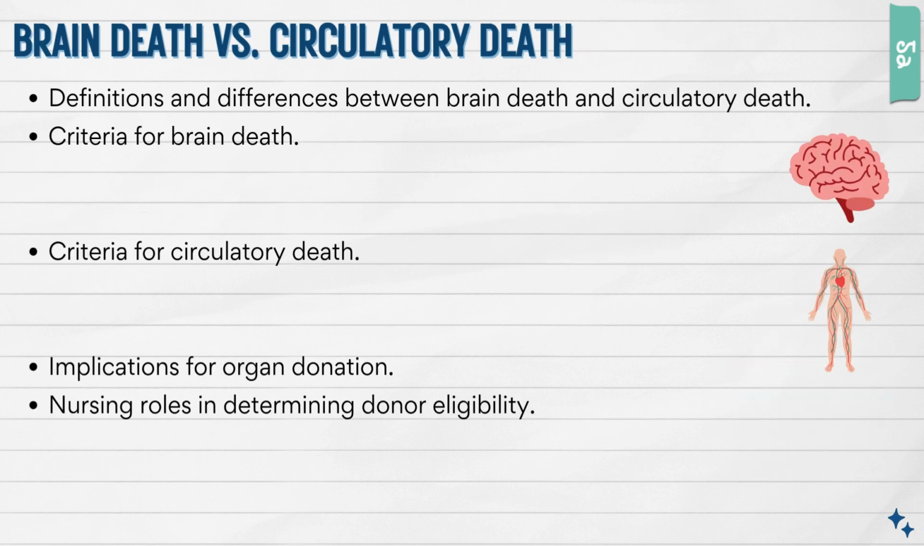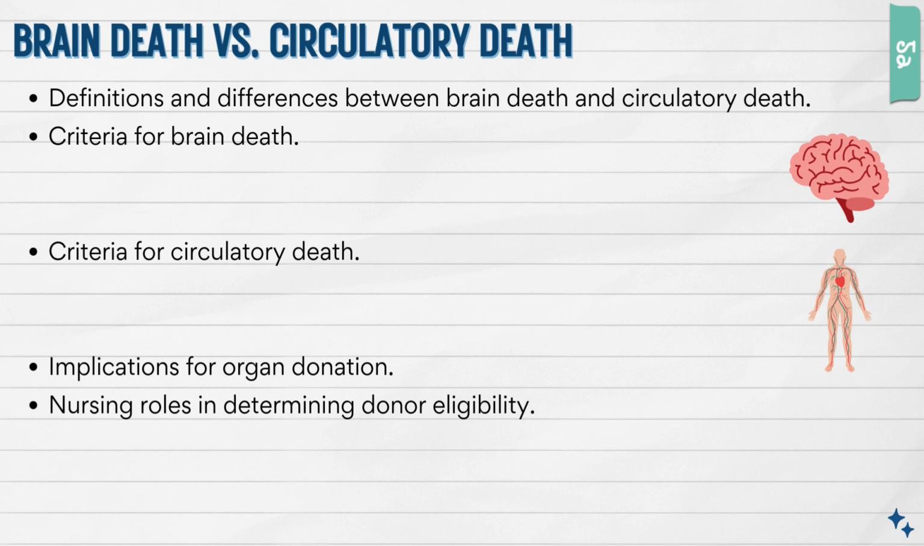Okay, so now we need to talk about the difference between brain death and circulatory death. This is a critical distinction in organ donation, because brain death and circulatory death need to be defined and understood to be able to go through the process. So brain death is defined as the irreversible cessation of all brain activity, including the brain stem, which controls all those vital functions such as breathing and heart rate. In contrast, circulatory death refers to the irreversible cessation of cardiac activity, leading to the loss of circulation.